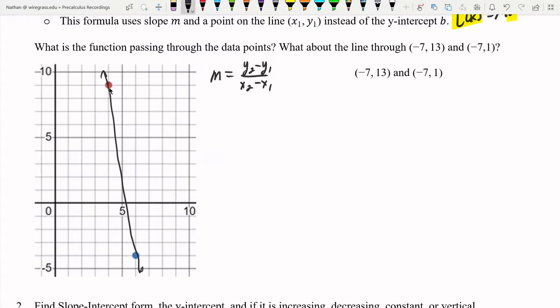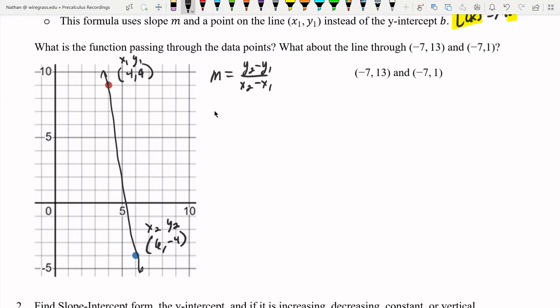Let's name them here. This point is going to be point 4, 9. So x1, y1. I'm naming that the first one because it's the most to the left. As you go left to right, that's the first one you hit. As you go left to right, this is the second one. So that's x1, y1. This is going to be x2, y2. This is going to be point 6, -4. So x2, y2.